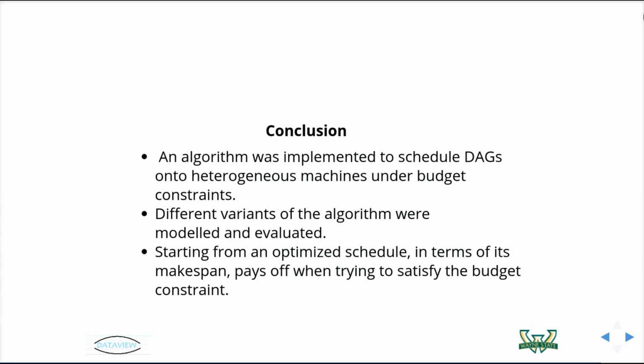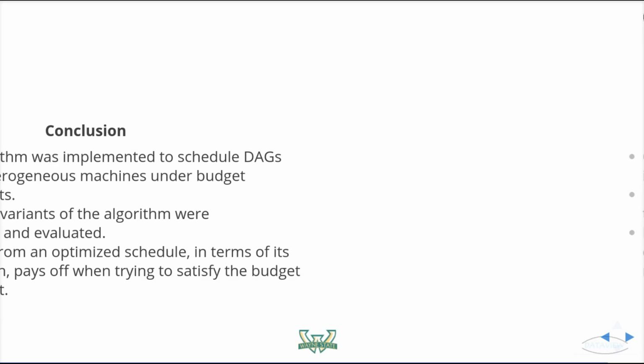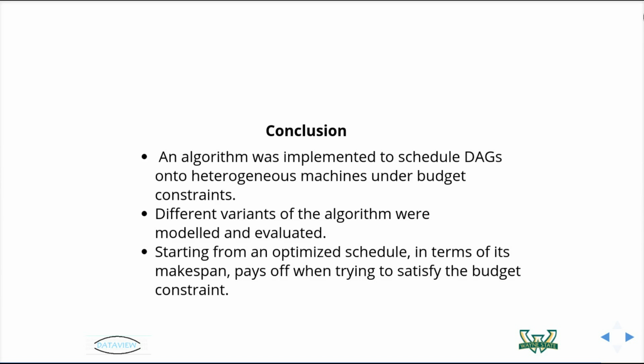And for the conclusion, an algorithm was implemented to schedule DAGs on heterogeneous machines under a budget constraint. Also, different variants of the algorithm were modeled and evaluated, starting from the optimized schedule in terms of its makespan, paying off when trying to satisfy the budget constraint.